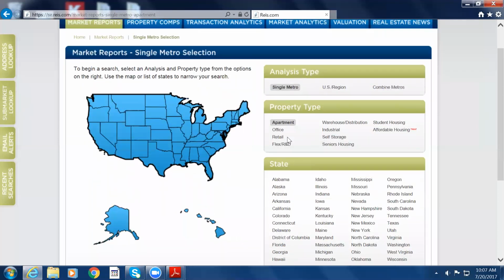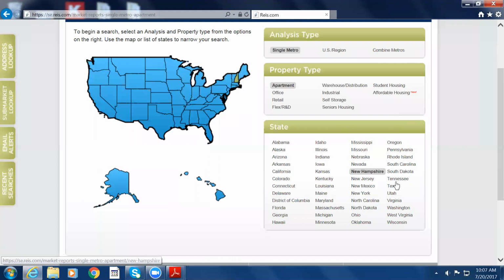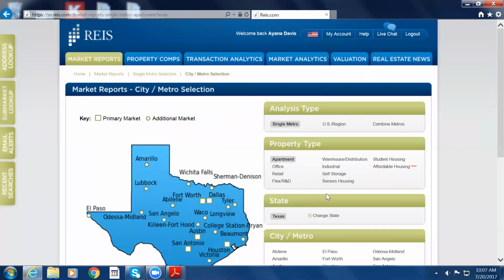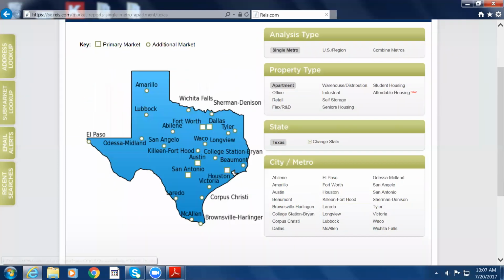Let's just go ahead and select single metro. I've gone ahead and selected apartment. We'll go over to Texas, and then we can choose the various markets. So anything that is in a square is actually going to be a primary market, while anything in a circle will be a tertiary market. So you can see, again, here's your full coverage of the metro.